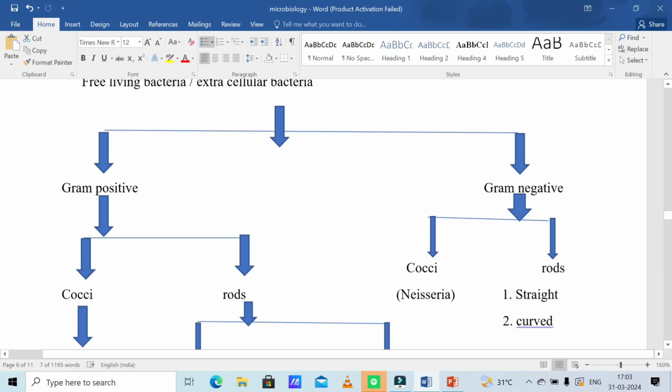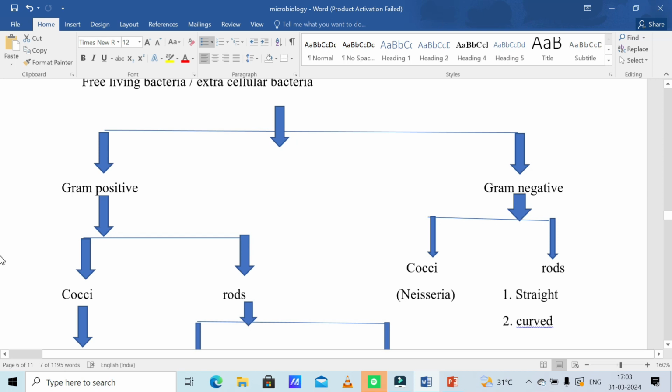First, we can see the free-living bacteria, that is the extracellular bacteria. And this free-living or extracellular bacteria is divided into gram-positive and gram-negative bacteria. In both gram-positive and gram-negative bacteria, we have cocci or bacilli, cocci or rods. Rods are otherwise known as bacilli. And first is the gram-positive bacteria.